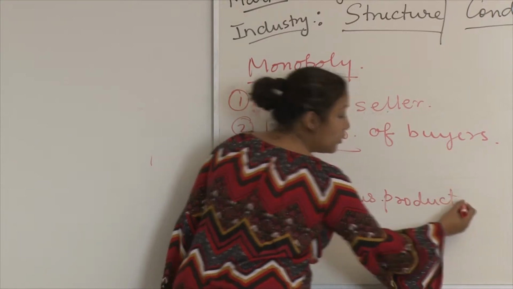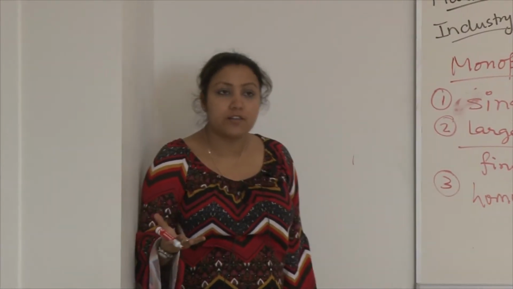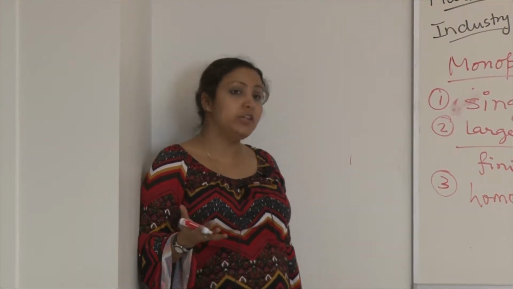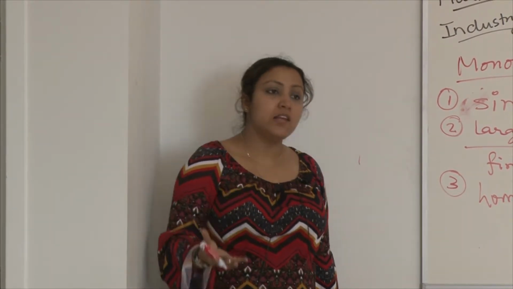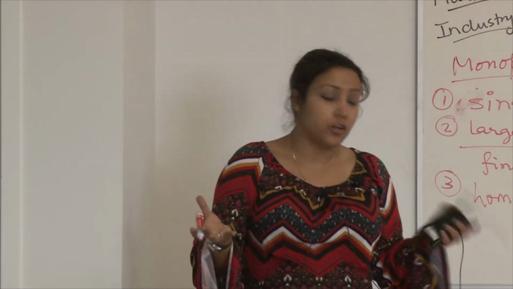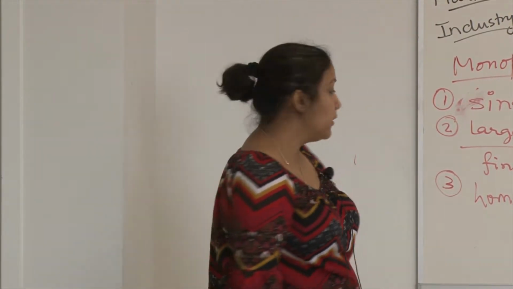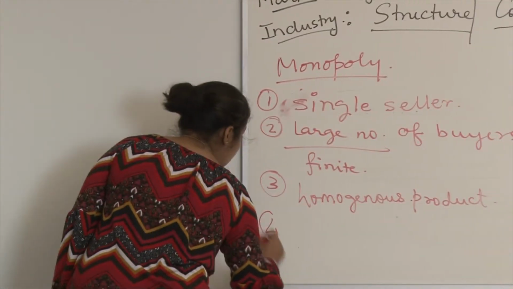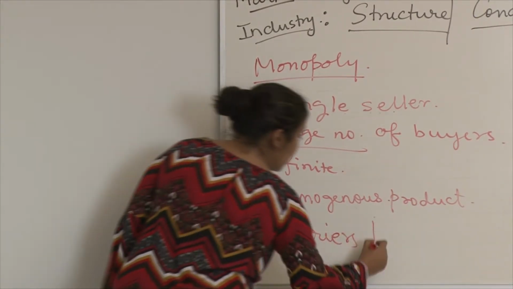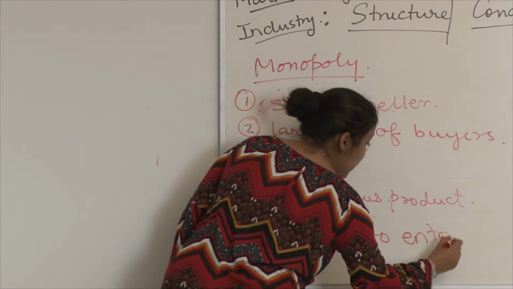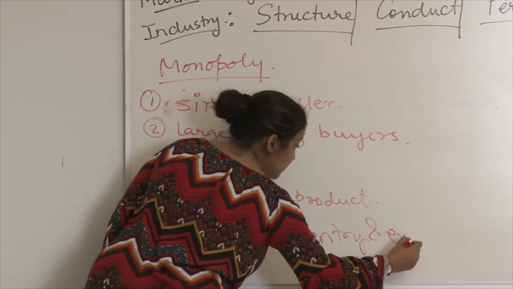So obviously the question of differentiated product does not arise here. Difference only stays if there are more than one seller, right? So there is only one seller selling it, so it is one homogeneous product that he is selling to everybody, correct? And the fourth one is barriers to entry and exit.